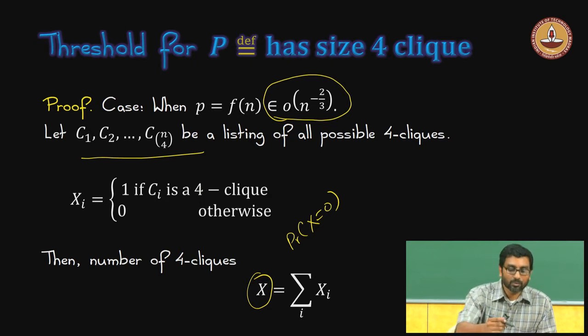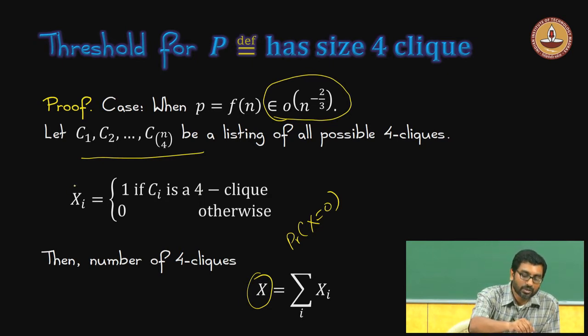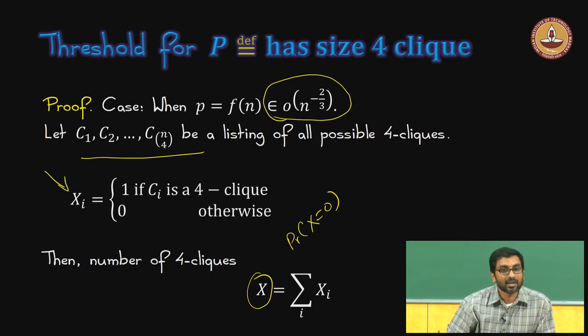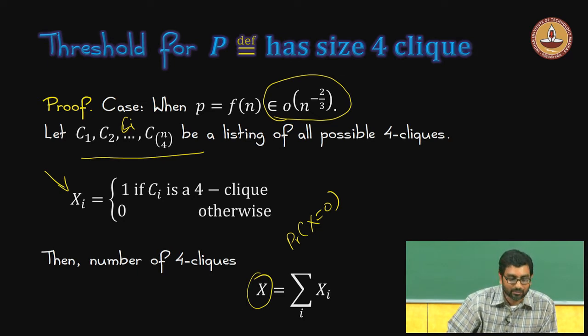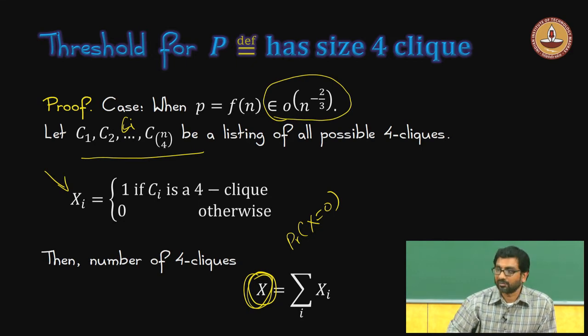But towards that, we are going to set up the variables so that this X can be broken into these Xi's. Xi is 1 if the ith Ci is a 4 clique and 0 otherwise. It is an indicator random variable. So, clearly now the number of 4 cliques is given by uppercase X, which is a summation of all these individual Xi's.